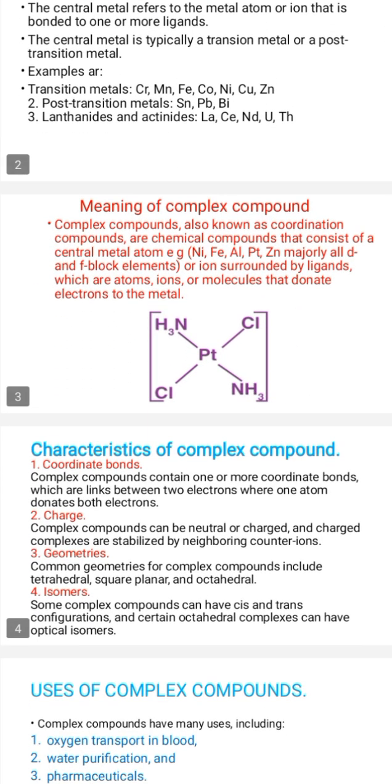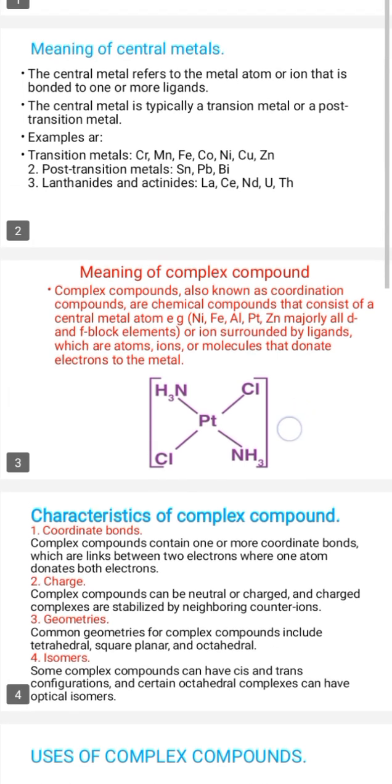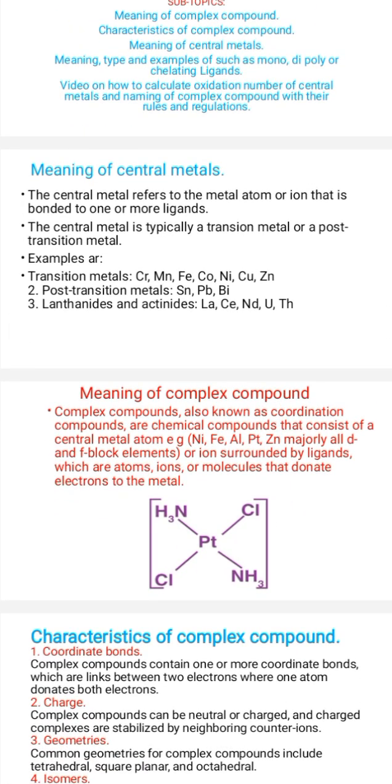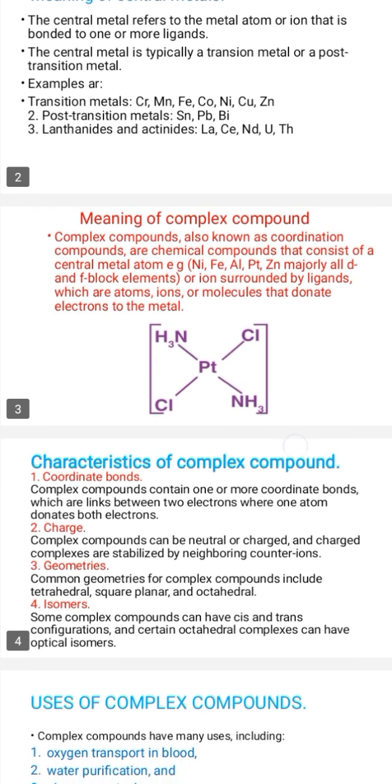If you want to know a typical example of a complex compound, let's look at this example. You can see that I have Pt, which is platinum, in the middle, bonded with 2 chlorine and 2 ammonia. So these are examples of complex compounds. Examples of transition metals are chromium, manganese, iron, copper, and so on and so forth. Then the post-transition metals are lanthanum, rutherfordium. All those are under post-transition metals.